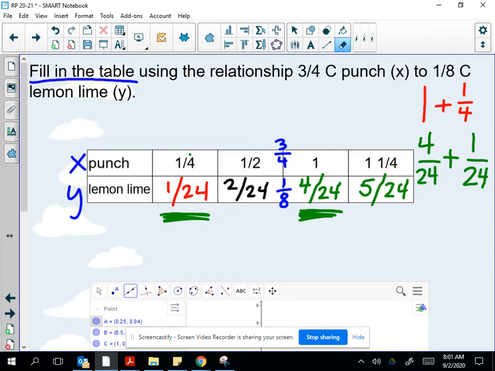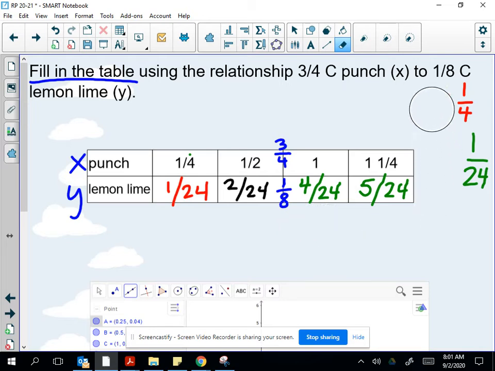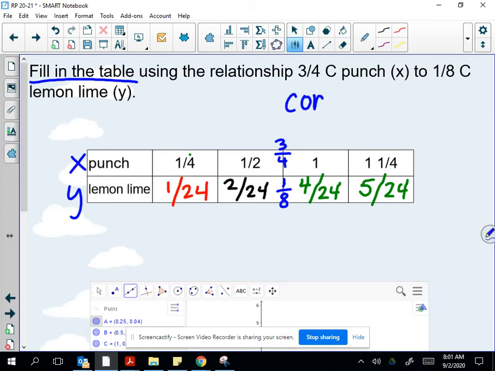You heard me say this a lot yesterday. I want you to not forget there are a lot of ways to be successful with tables. These are just some of the ways to do it. Now, the question here, we filled out the table. Our big question today is going to be to find the constant of proportionality.